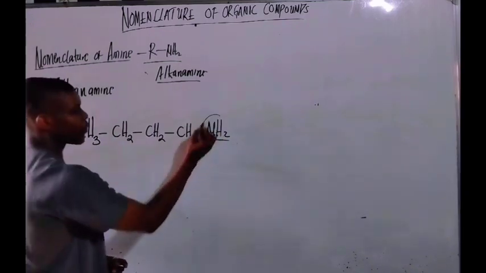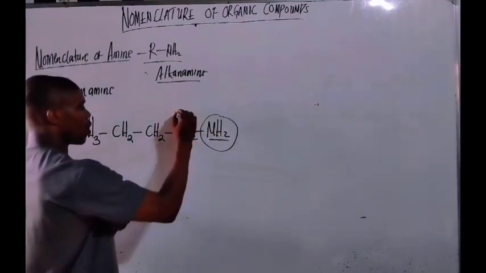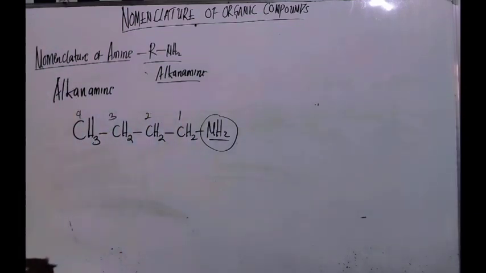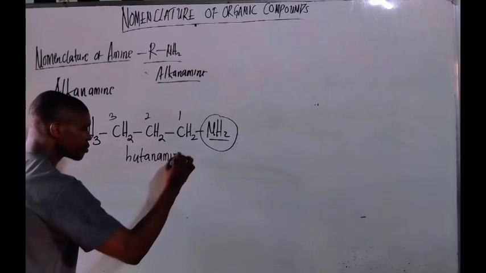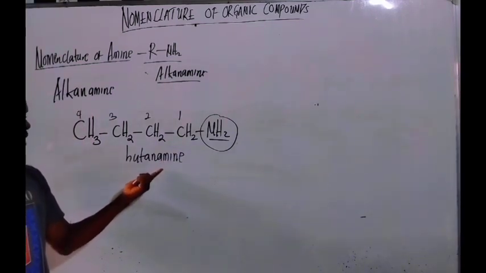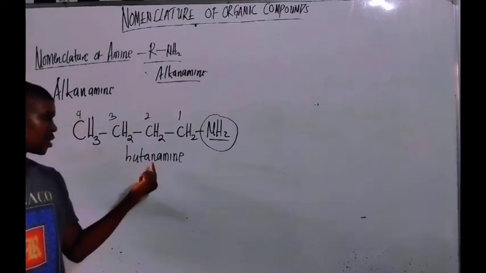So, the functional group is at carbon number 1. So, that's why you are going to start from here: 1, 2, 3, 4. Do you see that? So the name is normally butanamine. Butanamine. Do you see that? That is the name. Do you understand? So the E is removed and replaced with amine.